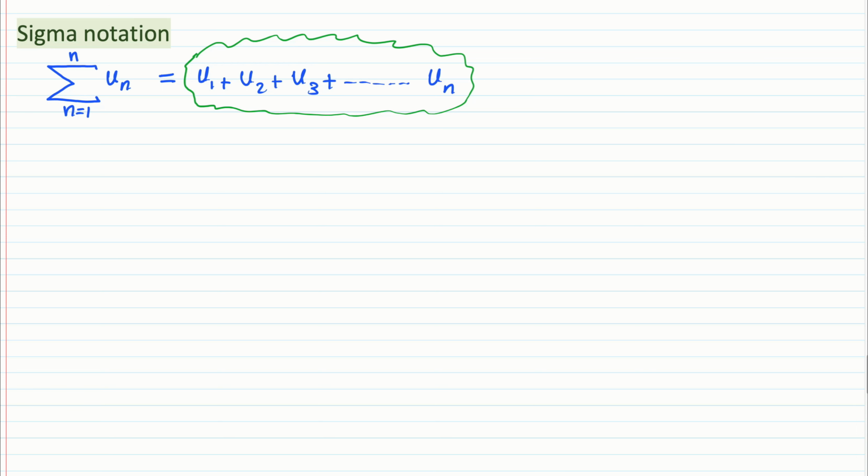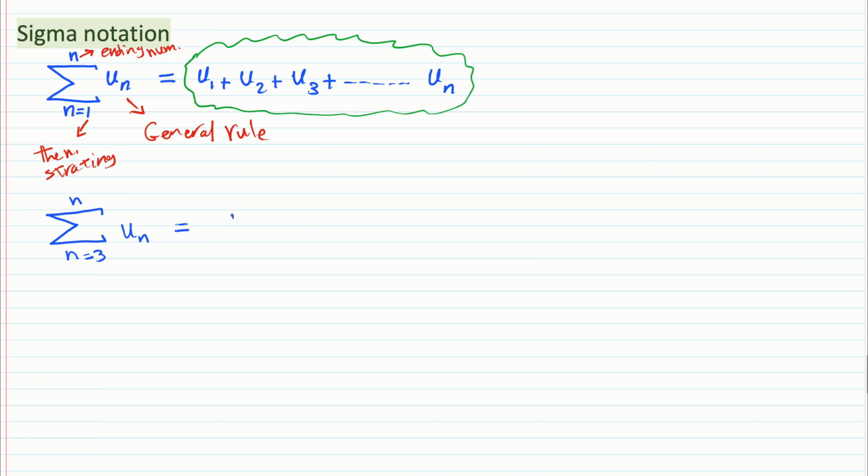So we start with un, the general rule of the sequence. n equals 1 is the number you're going to start from, and n is the number you're going to stop at. You may also find the sum from the third number. So this time I'm going to write the sigma notation with n equals 3 to n of un. That means you want the sum from the third number to the end. So u3 plus u4 plus u5, etc., to the last one, un.